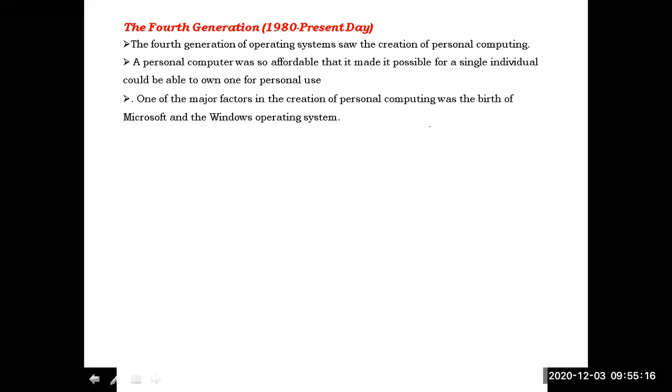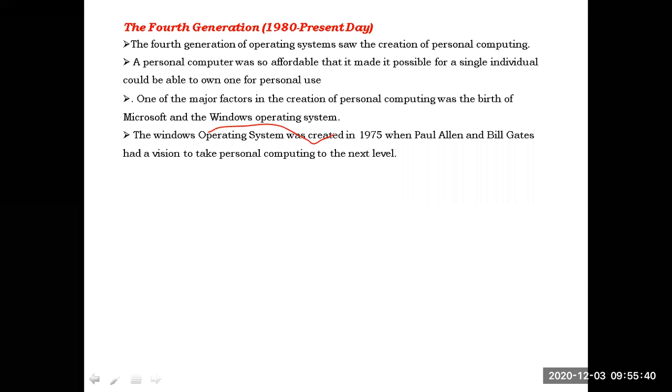At the time of the fourth generation computers, Microsoft created a new OS called the Windows operating system. The Windows operating system was developed during the fourth generation.